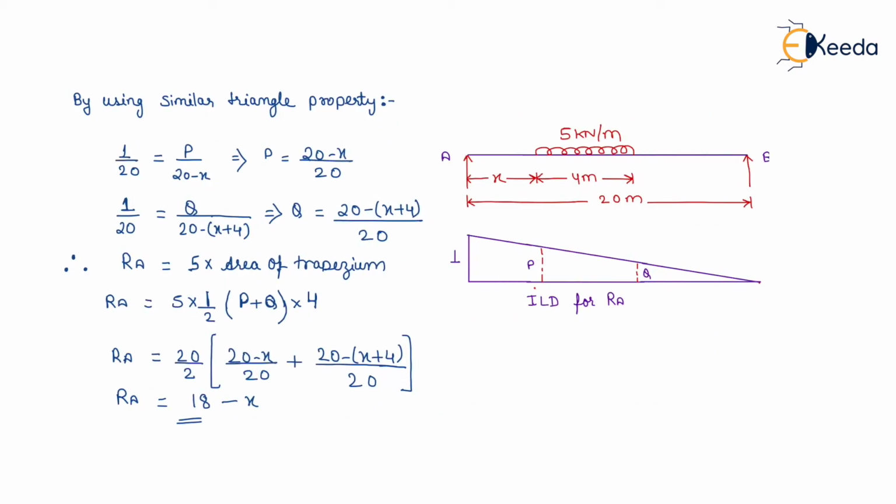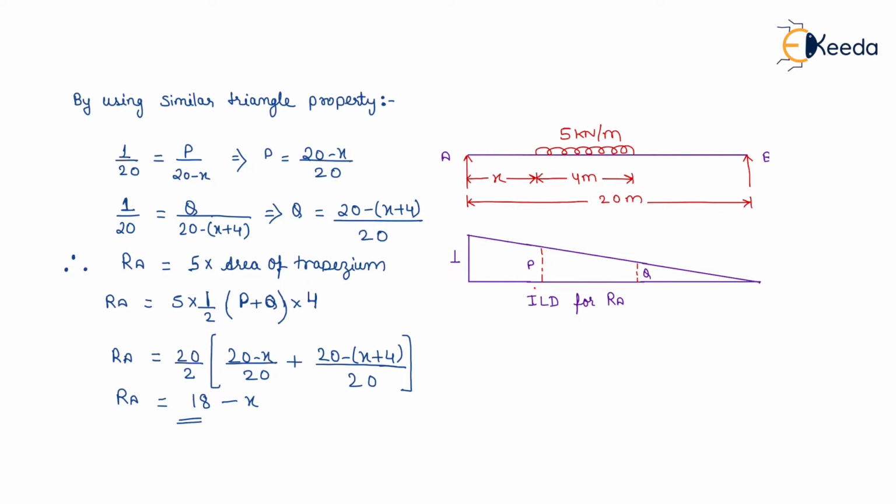Now, for finding the location of the UDL, we need to place the UDL at a distance of x meter from A, which is shown here. And for finding the value of RA, we need to plot the influence line diagram for RA, for which we need to lift the support A by unit amount and the resulted deflected shape will be the ILD for RA.